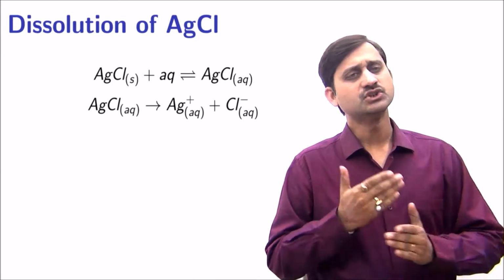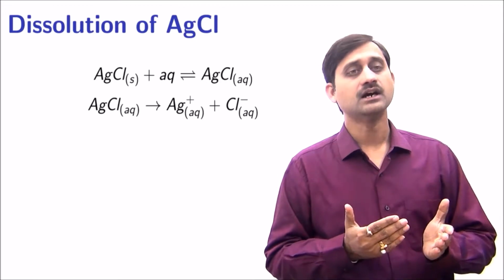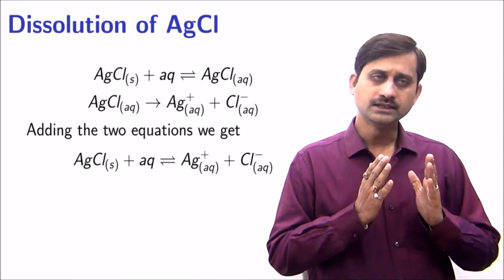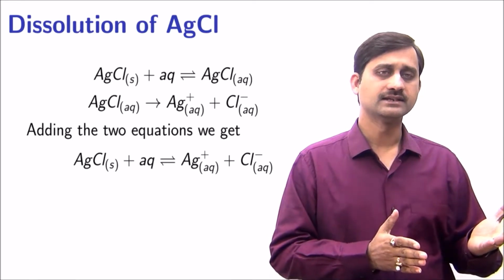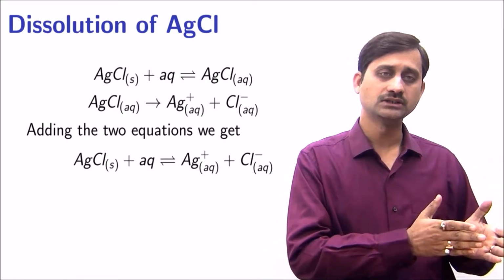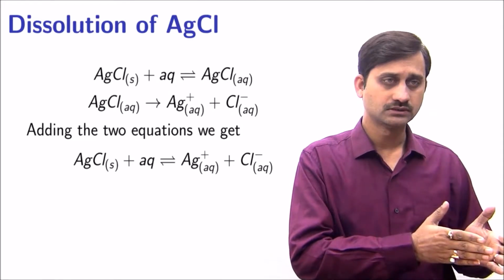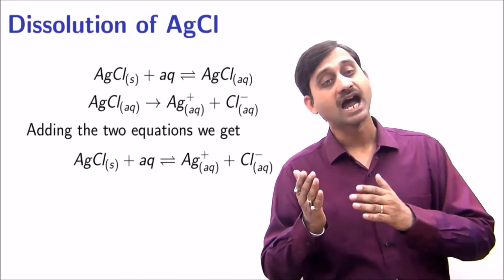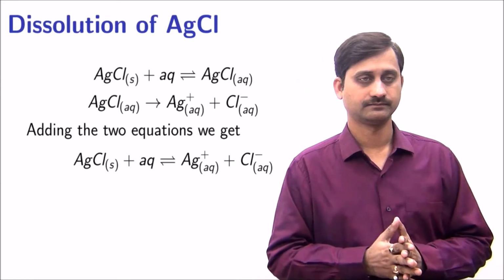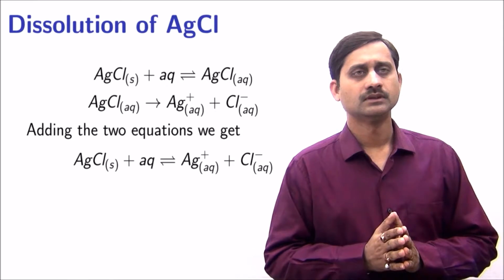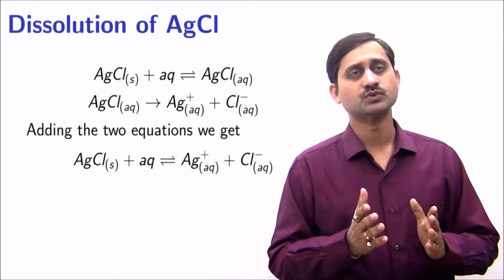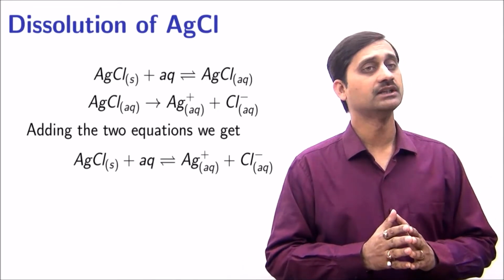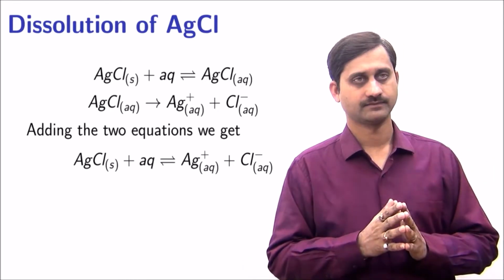If we add these two equations, we get a solid solution equilibrium. In this equilibrium, on the left hand side is the undissociated solid salt along with water, while on the right hand side there are separated and hydrated ions. In this equation again, one of the reactants on the left hand side is water, which is the solvent and present in a huge excess.